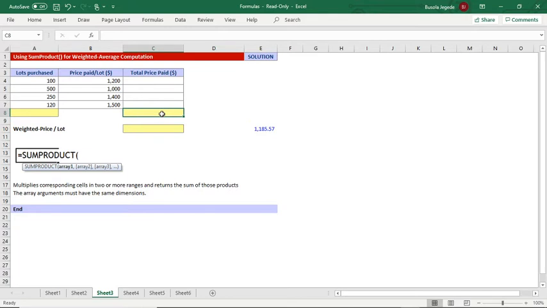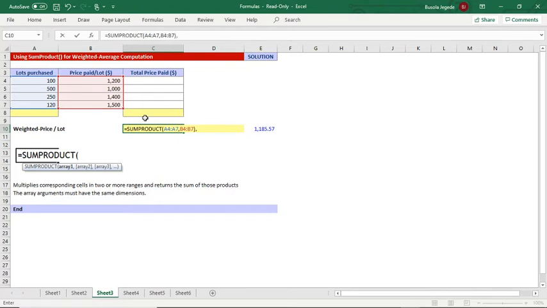So now let's find the weighted price per lot at once. Knowing that we can use SUMPRODUCT to find the sum of the total price paid, we can just find the weighted price per lot this way. You enter your SUMPRODUCT, enter your array 1, enter your array 2. So with this formula right here, we know that we're going to get the right answer for this total right here.